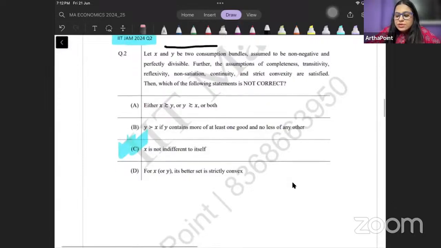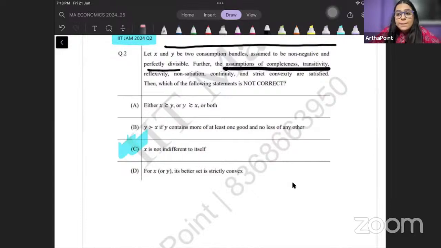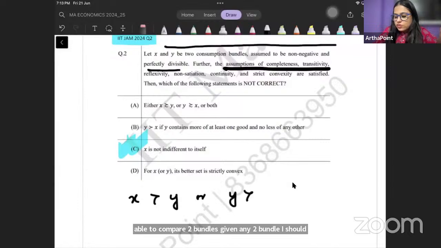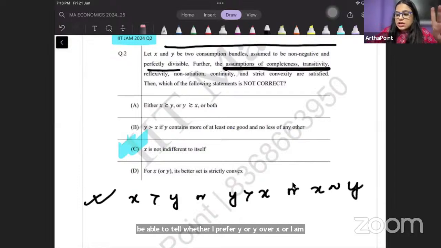Let X and Y be two consumption bundles assumed to be non-negative and perfectly divisible. Further, the assumption of completeness. Completeness क्या कहता है? That I should be able to compare two bundles. Given any two bundles, I should be able to tell whether I prefer X over Y or Y over X or I am indifferent between X and Y. ये हो गया completeness. ठीक है.